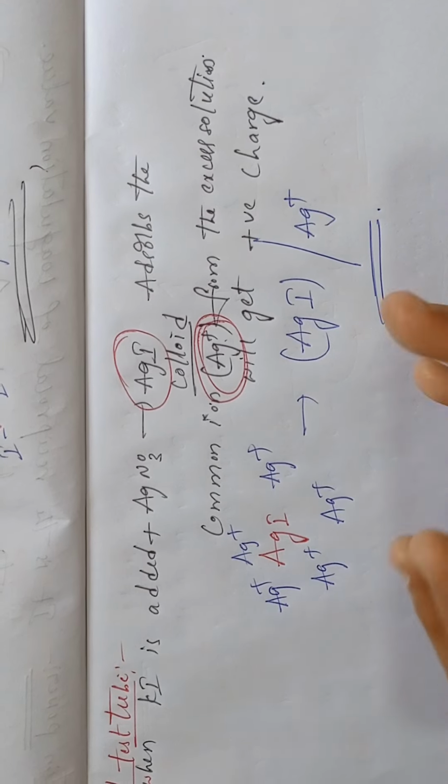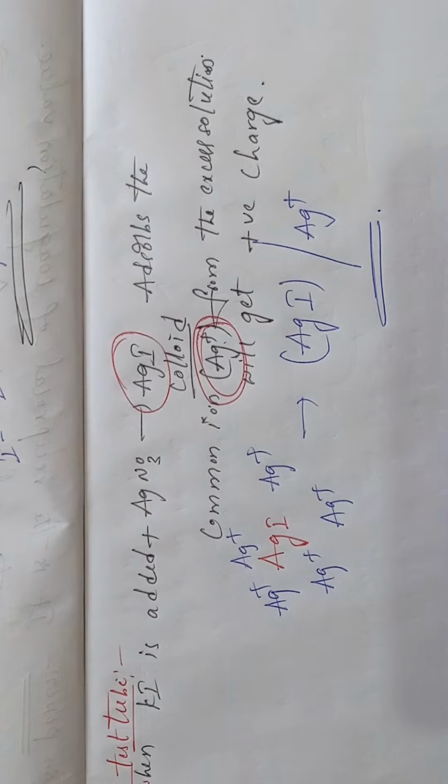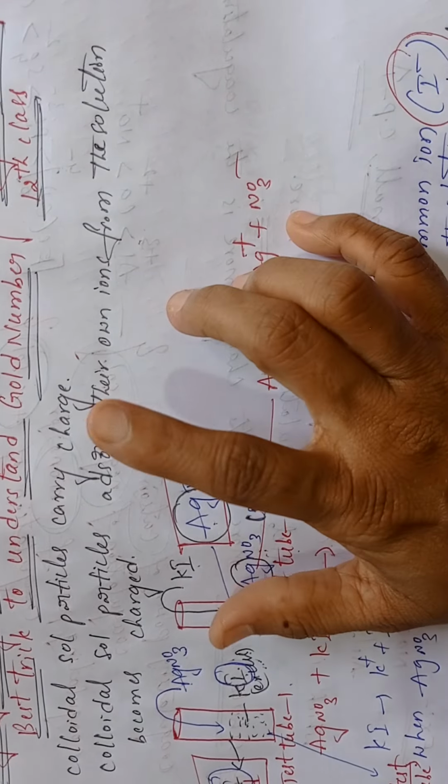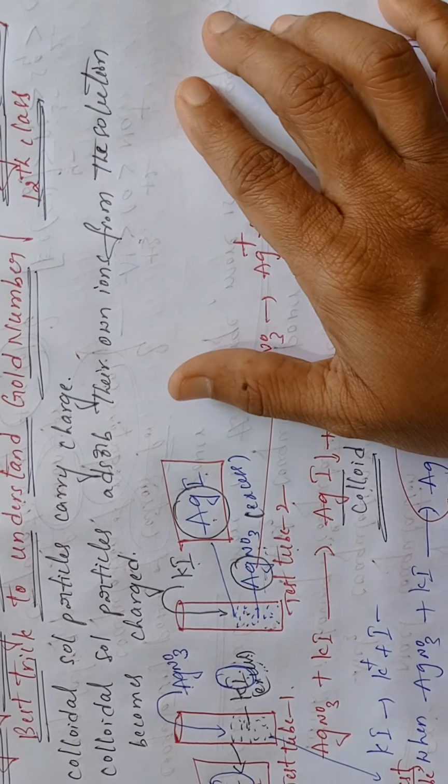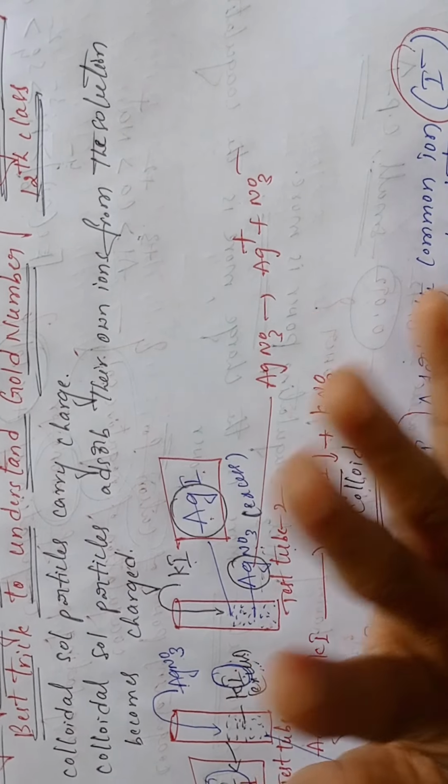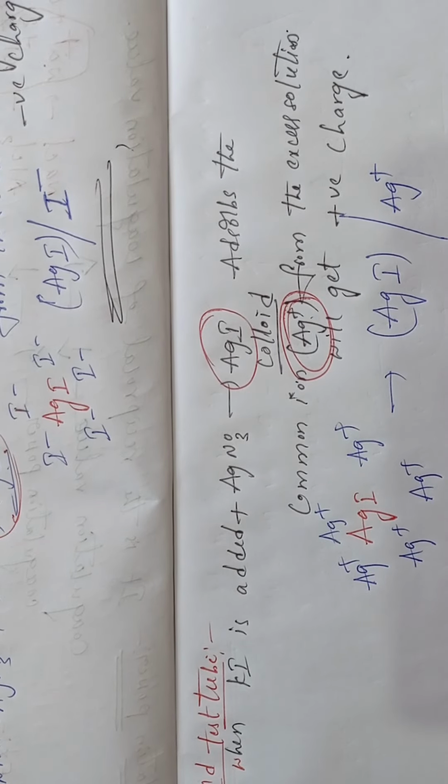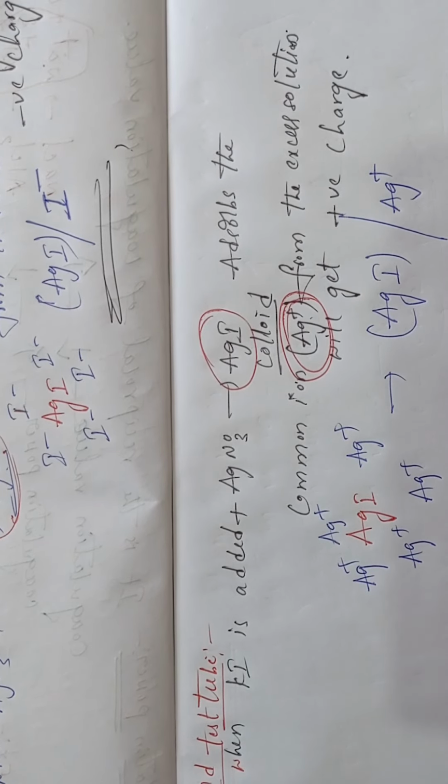Clear, students? So like this, the colloidal particles will get the charge. Understanding, students? So the main thing is the colloidal sol particles absorb their own ions from the solution and become charged, students. Are you clear? This is nothing but colloidal sol particles charging.